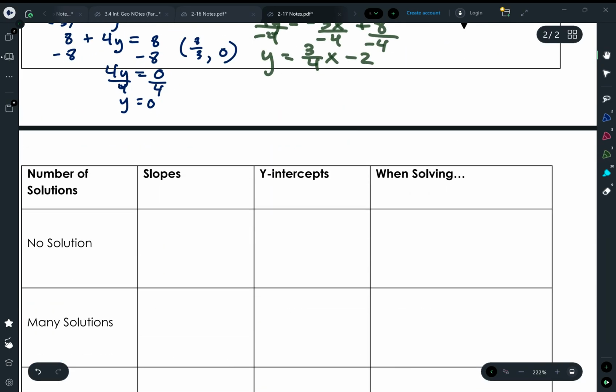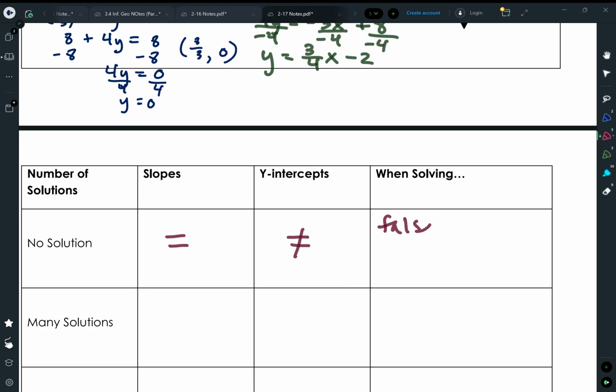So when we had no solution, our slopes were equal. Our y-intercepts were not equal. And when solving, we had a statement that was not true. So we had a false statement. We had like 0 equals a number there. So it looked like a no solution.